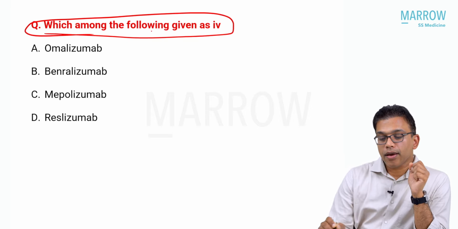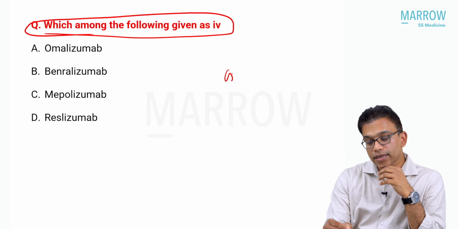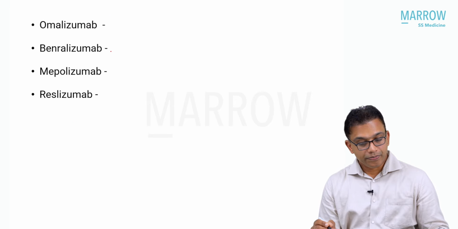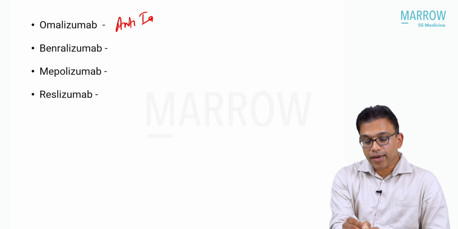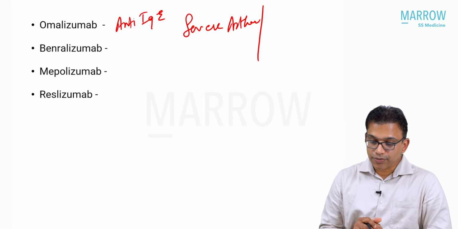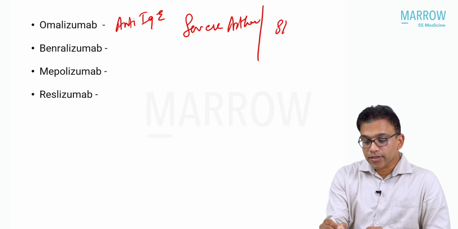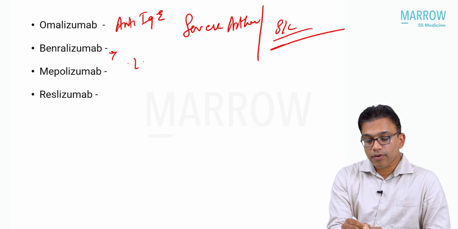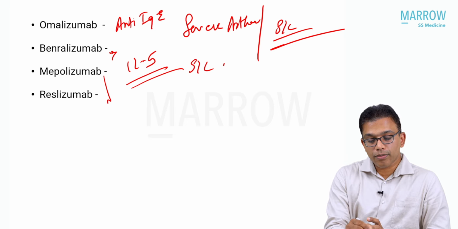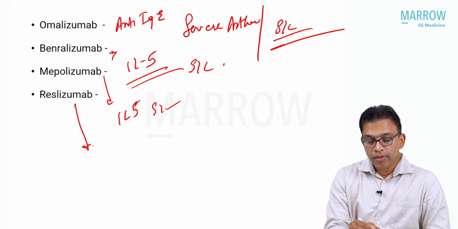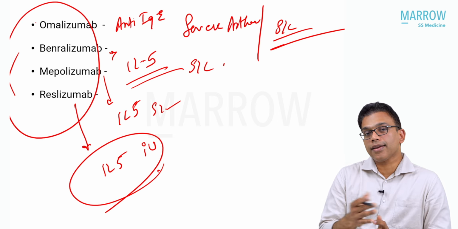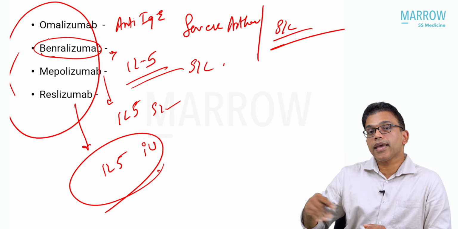Which among the following is given as IV? A question regarding the monoclonal antibodies that we have discussed in the GINA guideline module. The one which is given as IV is reslizumab. Omalizumab is an anti-IgE antibody which is used in severe asthma, not only in severe asthma but also in severe urticaria, chronic rhinosinusitis with nasal polyps, all those conditions. It is given as subcutaneous injections. Benralizumab is an interleukin 5 receptor antibody, again given subcutaneously in eosinophil driven asthma. Mepolizumab, again an interleukin 5 antibody, subcutaneous. Reslizumab is an interleukin 5 antibody which is given as IV. Which among the following is acting against the receptor? That can be the question next time. It is benralizumab which acts against the receptor.